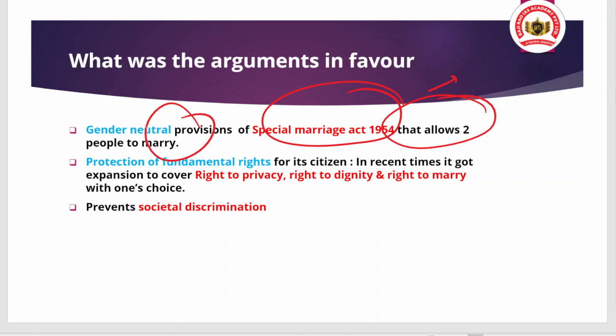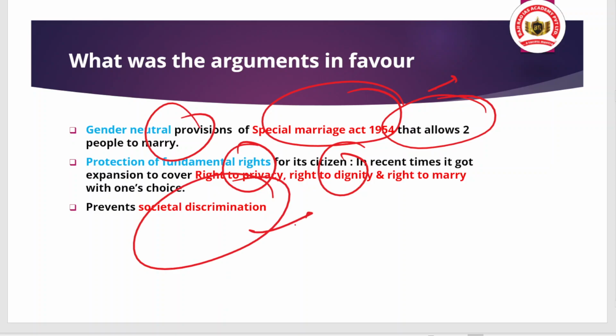Along with that, there was another argument that there is a need to protect the fundamental rights of its citizens. And citizens can be transgender, citizens can be the LGBTQ community. In recent times, this got expanded to cover the right to privacy, right to dignity, and the right to marriage of one's choice. That is the second point, regarding fundamental rights. Another argument is that it prevents societal discrimination. When a transgender person visits a market or other places, people see that person from a different angle. This type of social discrimination still exists, and if it was legalized in India, it may have ended in the coming times. That is the argument which was described.